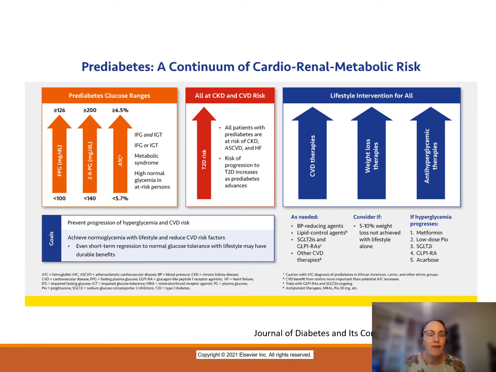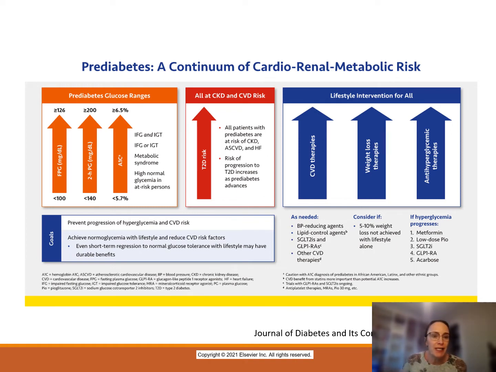I think we kind of forget about prediabetes, but what is really important to understand, and I think this slide displays it, is that prediabetes is a continuum of this cardiorenal metabolic risk. We've really started talking about this, when we're dealing with diabetics, that everything we're doing is trying to pick agents or pick things that really help focus on ensuring that they're cardiac protective and kidney protective.